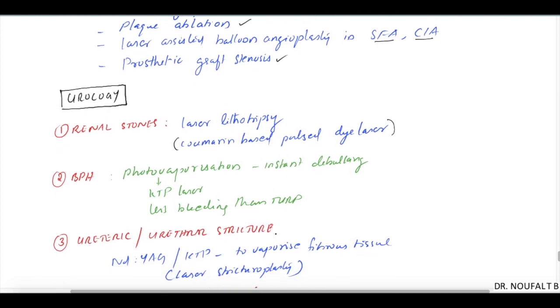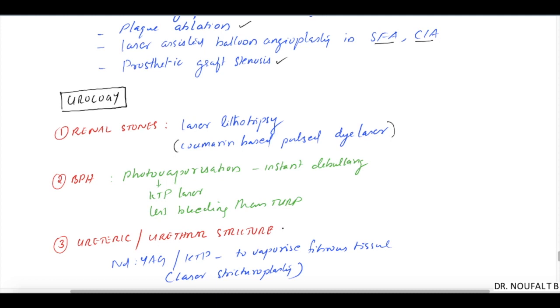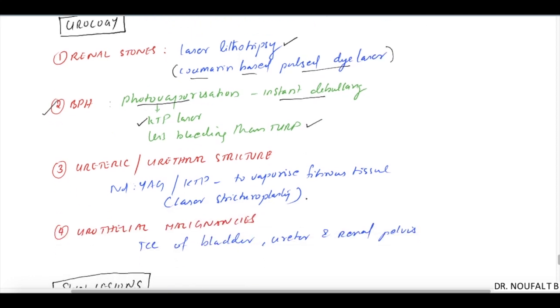In urology, that is the most common field where lasers are used. To remove the renal stone, that is known as laser lithotripsy. As I already told, coumarin based pulsed dye laser can be used. And in case of BPH, the photovaporization property of KTP laser can be used for instant debulking of the BPH. Here the bleeding is less when compared to conventional TURP. In case of ureteric or urethral stricture, Nd:YAG or KTP laser can be used to vaporize the fibrous tissue, thereby relieving the obstruction. This is known as laser stricturoplasty.